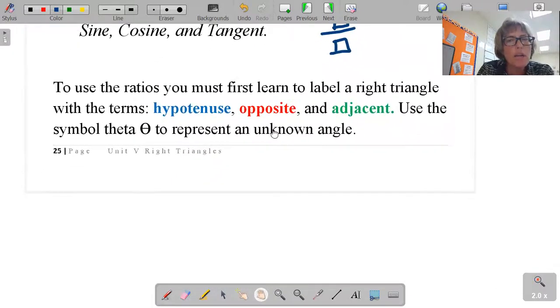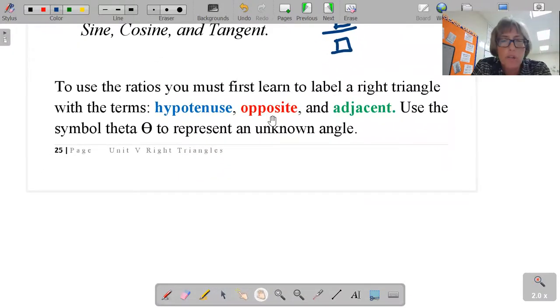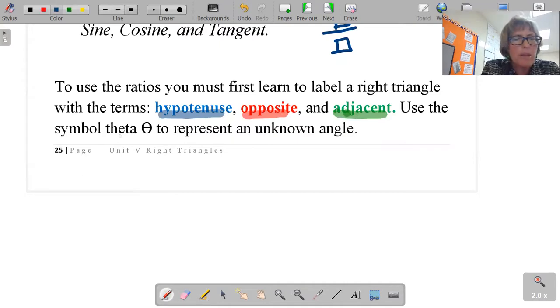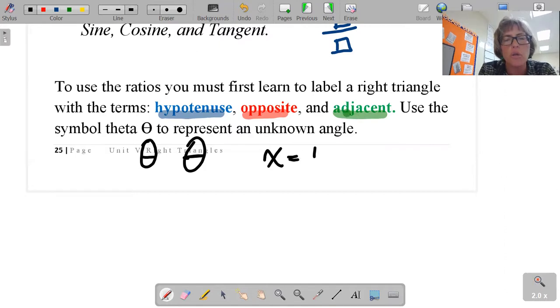Now to work with these ratios, I need to introduce some vocabulary to you. The vocabulary of hypotenuse you're already familiar with, but then I need to define the words opposite and adjacent. The symbol theta is commonly used in mathematics as well as physics. We use theta, which looks like a circle with a line in the middle, to represent an unknown angle. So theta is used for an unknown angle, just like x is used for an unknown number.